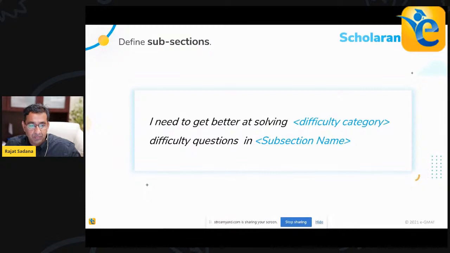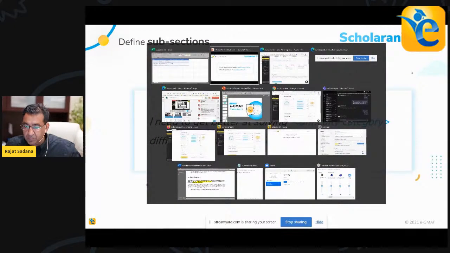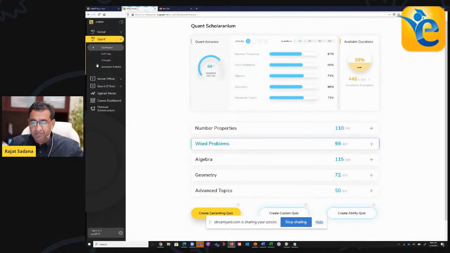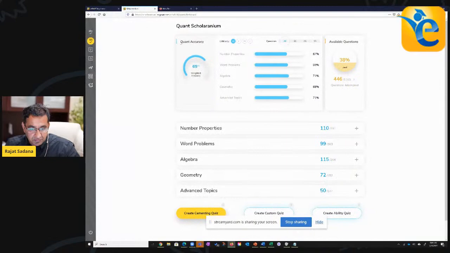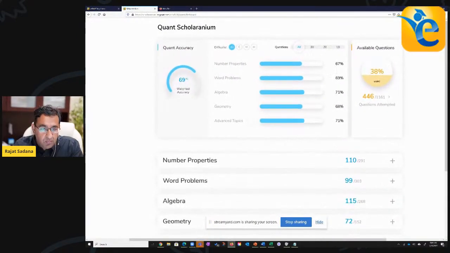And let me just get to this. Give me 1 second. Where is my Firefox? Yes. So here's one of our students. And again, what you see over here is the Quant Scholaranium dashboard. And this person has taken about 446 questions. And again, the accuracies across various subsections are very, very similar.